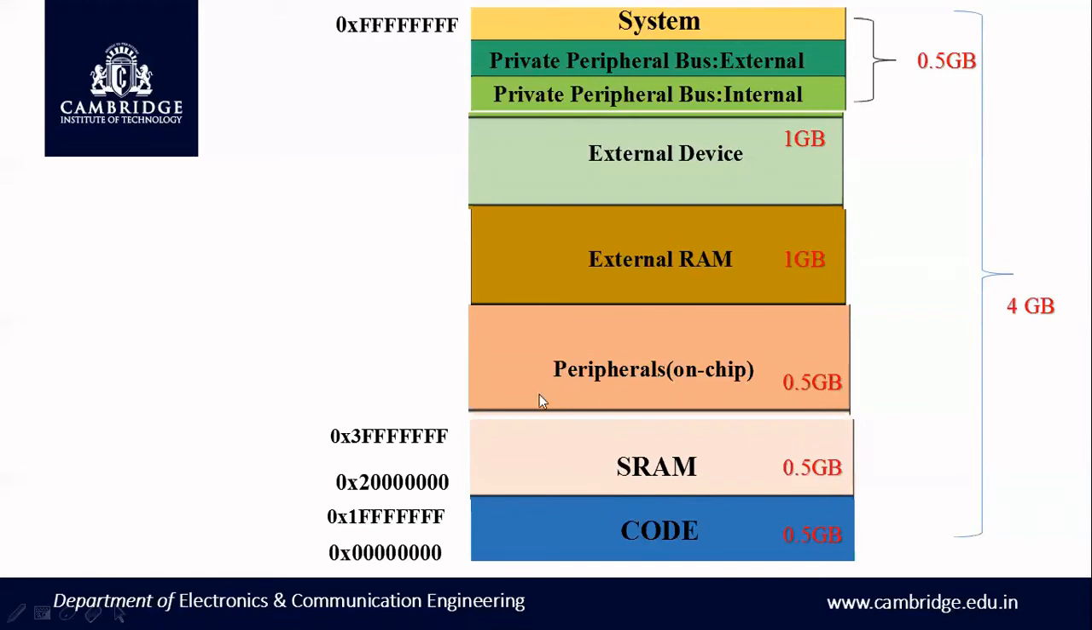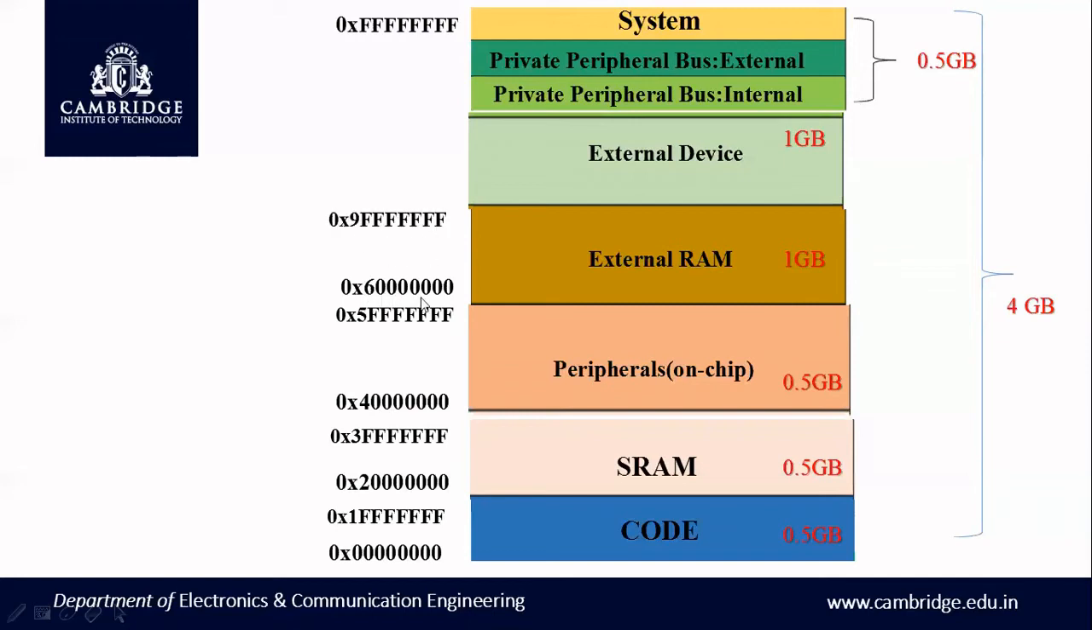Now let me go to the peripherals. The on-chip peripherals would start at the next address, that is 4 followed by 7 zeros. Since this is again of 0.5 GB, to this I need to add 1FFFFFFF, which would give me 5FFFFFFF. So this is the memory space for my on-chip peripheral. External RAM follows next. The next address is 6 followed by 7 zeros. But here the memory space allocated is 1 GB. Since it is 1 GB, to this I need to add 3 followed by 7 Fs, which will yield me 9 followed by 7 Fs.